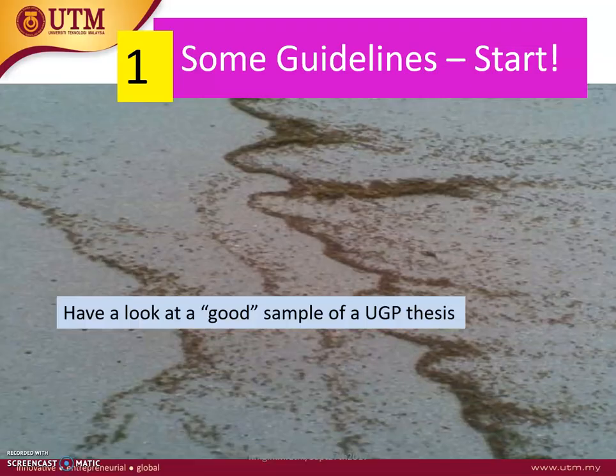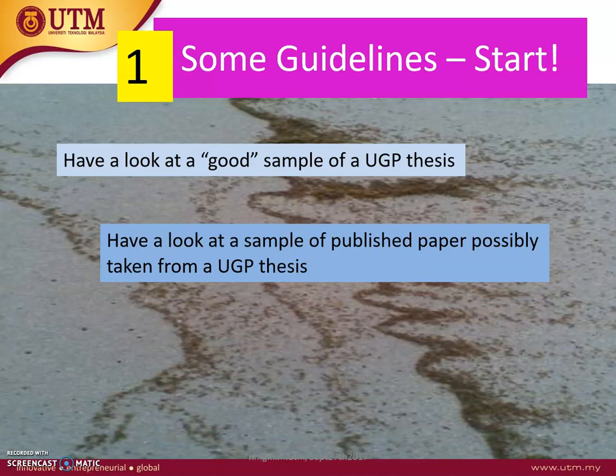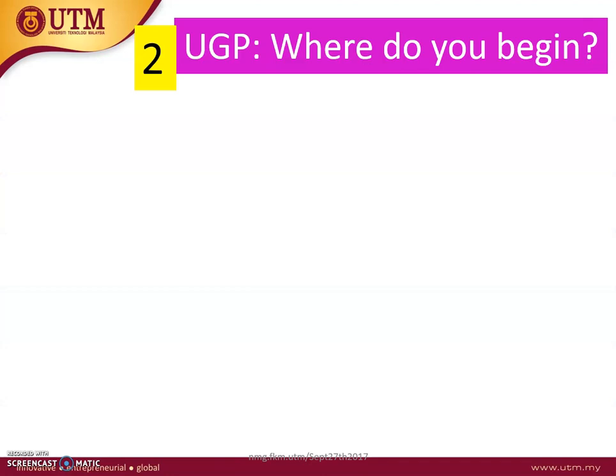How do you start? Well, the first thing is to have a look at a good sample of an undergraduate project thesis. It will give you an idea of what to expect at the end of the day. Now, since good is quite subjective, you may want to get a few samples of good thesis, preferably those from your supervisor. If you can't have from your supervisor, then any good thesis will do. Next, have a look at a sample of published paper, possibly taken from a UGP thesis. Now, this published paper would have been recognized by outsiders.